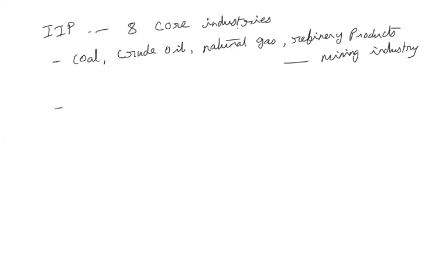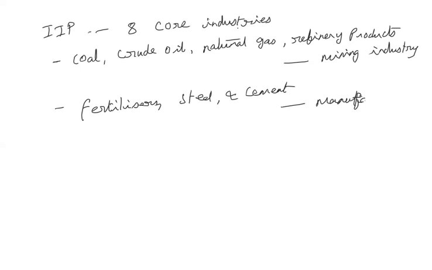The next category is fertilizers, steel, and cement. This comprises the manufacturing industry. And the last one is electricity. So these are all the core industries, composed of mining, manufacturing, and electricity.